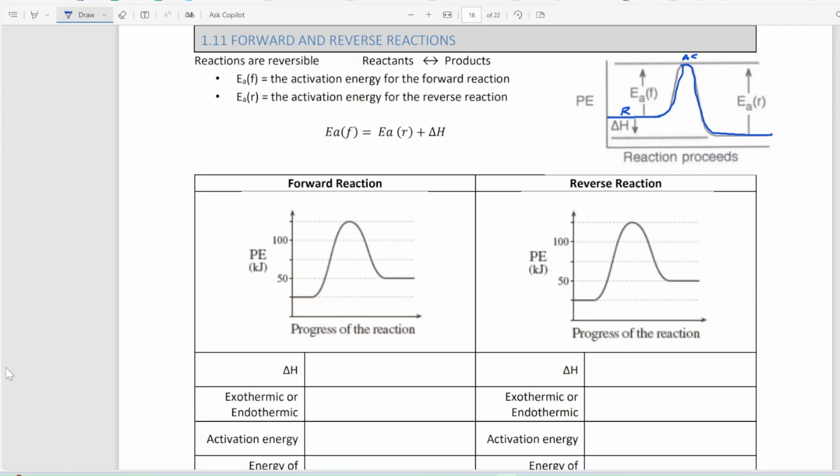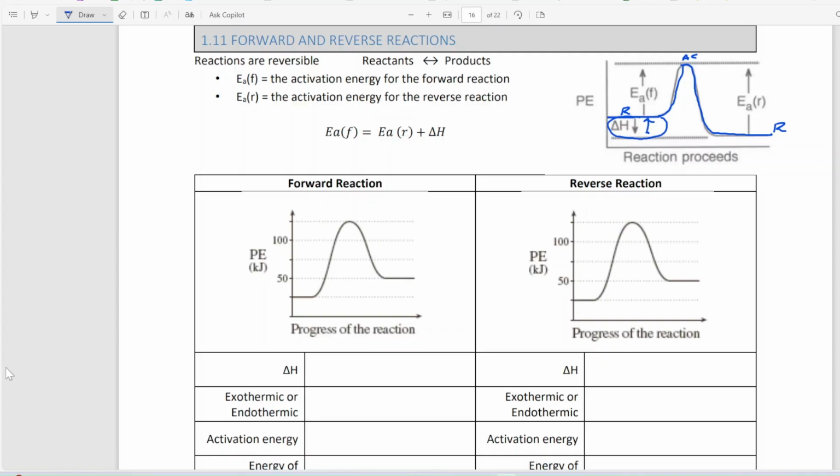Your delta H, this one would be an exothermic reaction because it's a step down, and your activation energy forwards goes from reactants to activated complex. But in reality, this reaction could happen in reverse as well, where all of a sudden these are the reactants. So the products become your reactants. So the activation energy is the difference between the product line, which is now my reactant line, and the activated complex. But the delta H is still the same, but instead of being an exothermic reaction, it would be an endothermic reaction.